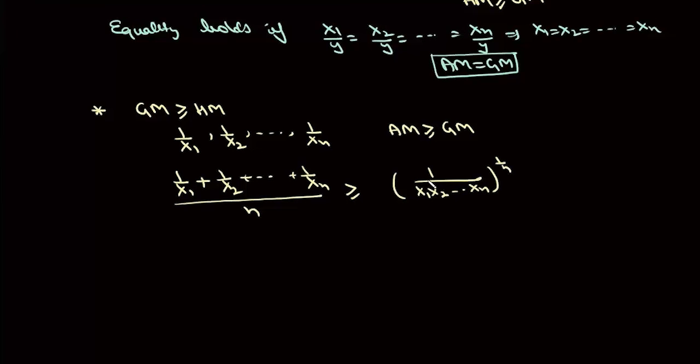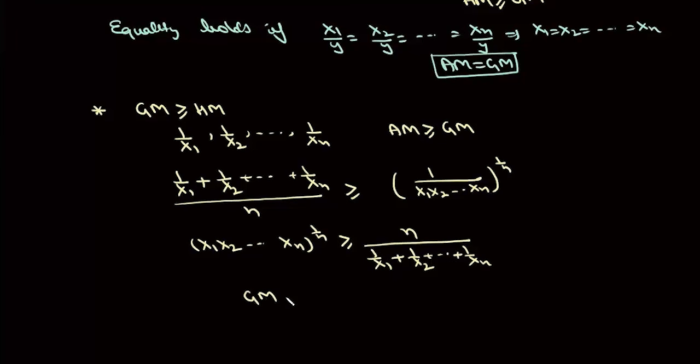If we cross multiply, we can write (x1 x2 xn) to the power 1 by n will be greater than or equal to n upon (1 upon x1 plus 1 upon x2 plus 1 upon xn). That means geometric mean will always be greater than or equal to harmonic mean, and we'll get equality when 1 upon x1 equals 1 upon x2 equals 1 upon xn. That is when x1 equals x2 equals xn.